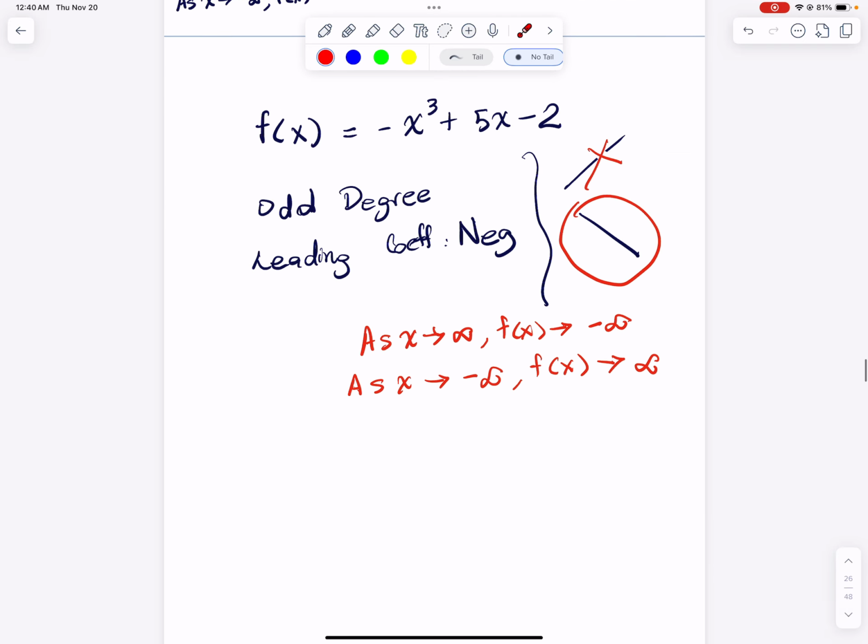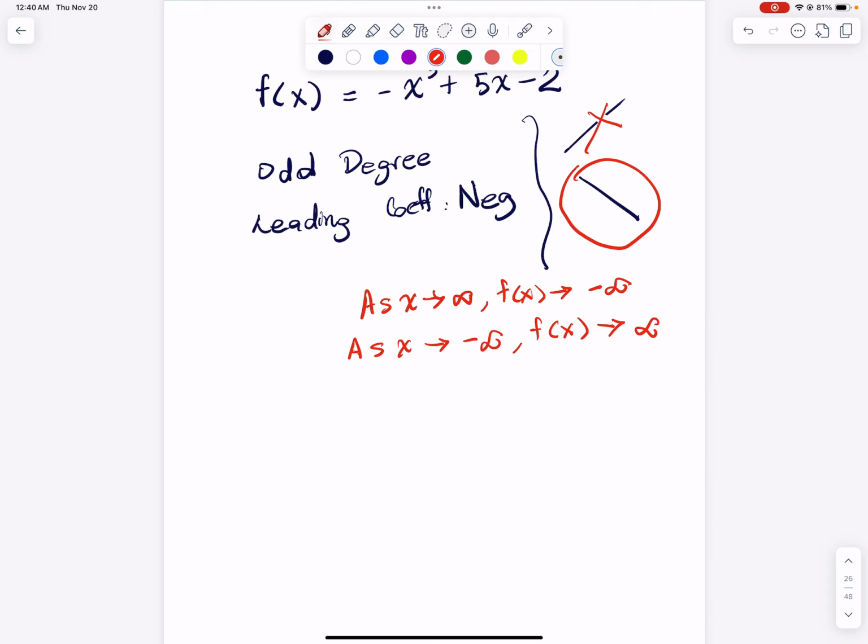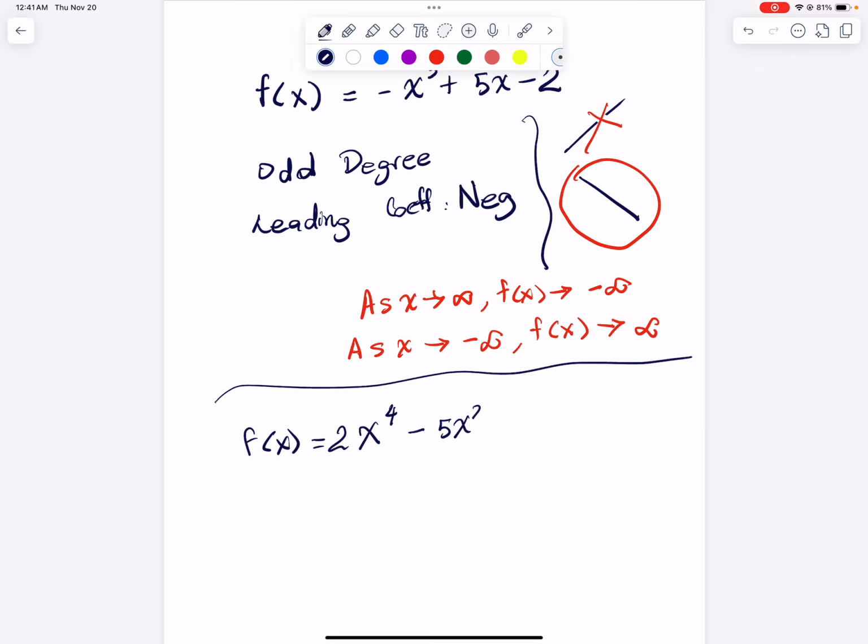All right, let's try one more and hopefully that will help solidify this topic. So f of x equals 2x to the fourth minus 5x squared plus 3. All right, so in this case, we see that our degree is even. And we see that our leading coefficient is positive.